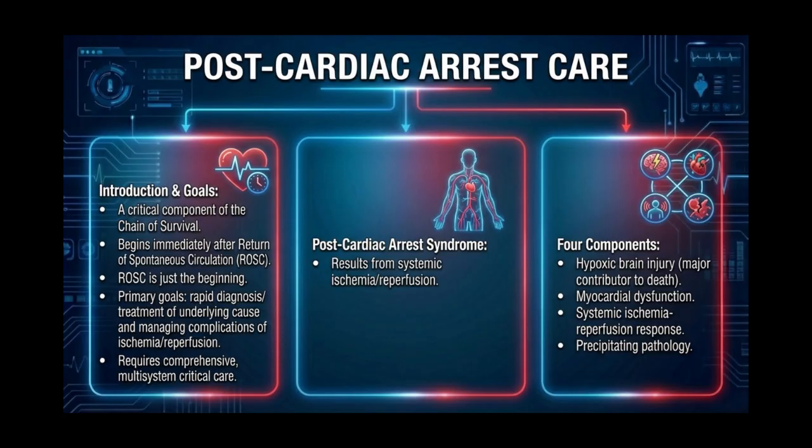Post-cardiac arrest care is recognized as a critical component of the chain of survival. Achieving a return of spontaneous circulation marks just the beginning of managing a cardiac arrest survivor. This phase requires comprehensive multi-system care to address the various needs of the patient. The primary goals during this period include the rapid diagnosis and treatment of the disorders that cause the cardiac arrest. Additionally, it is essential to manage the complications that arise from prolonged global ischemia. A comprehensive and goal-directed program of post-cardiac arrest care is necessary to optimize both survival and neurological recovery.